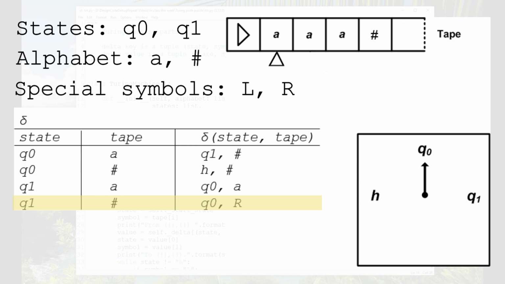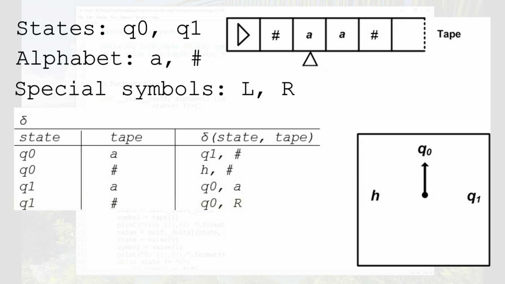If it's in state Q1 and it reads a blank, it should transition to Q0 and move right. So imagine a tape that has A blank. From Q0, reading an A, we transition to Q1 and write a blank where the A was. Now in Q1, looking at a blank as the machine now is, it moves back to Q0 and advances one to the right on the tape.